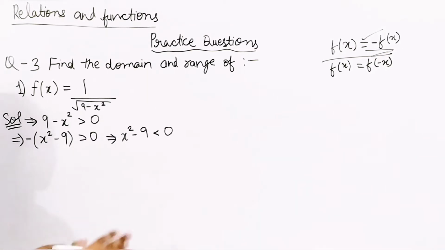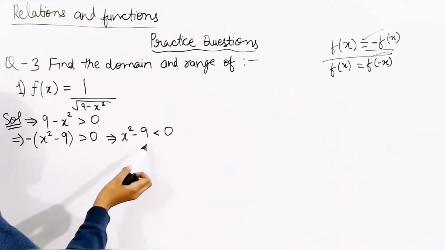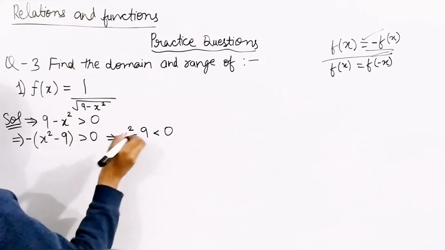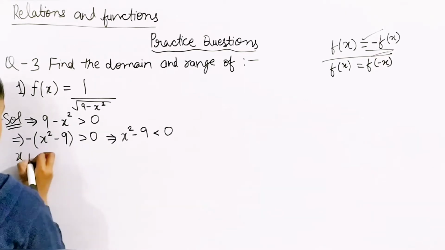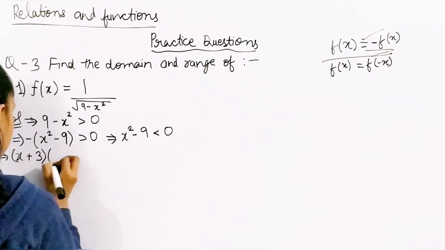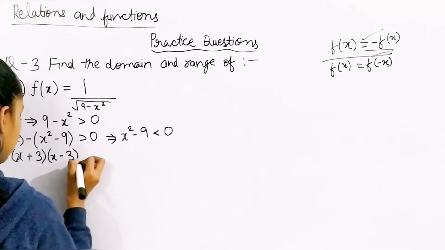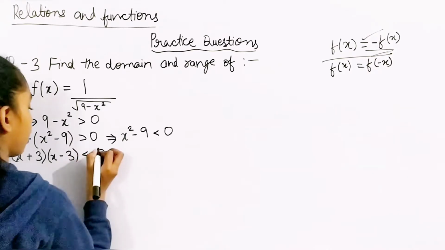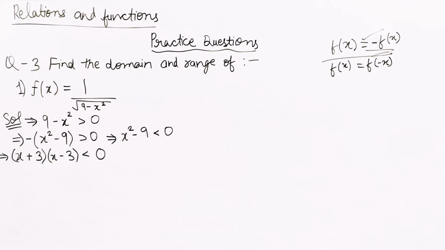So now what are we going to do? By the easiest way, what will be the square of 3? As we all know, the square of 3 is going to be 9, isn't it? So what I'll do here is exactly that: x plus 3 times x minus 3 will be less than 0, okay?